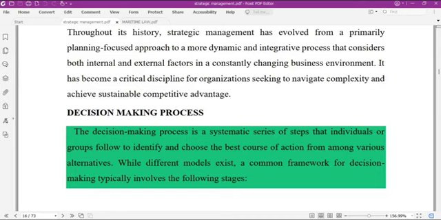Under the qualitative methods in decision making, we have the operations research (OR), we have the linear programming, and we have the queuing theory. Now, we want to start with the decision-making process.